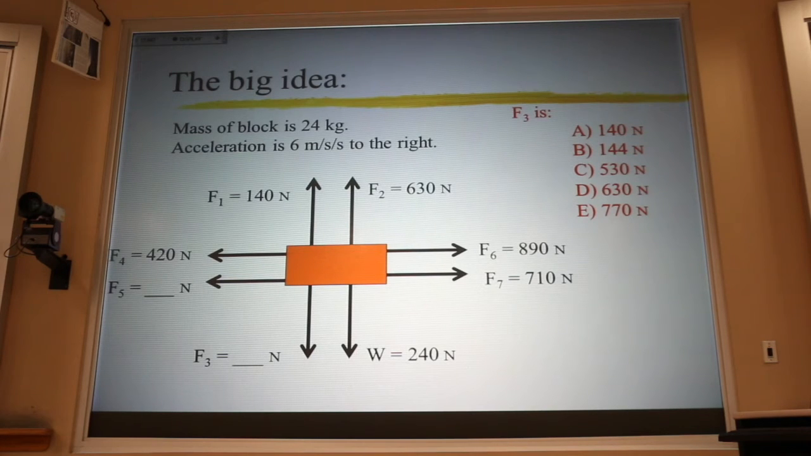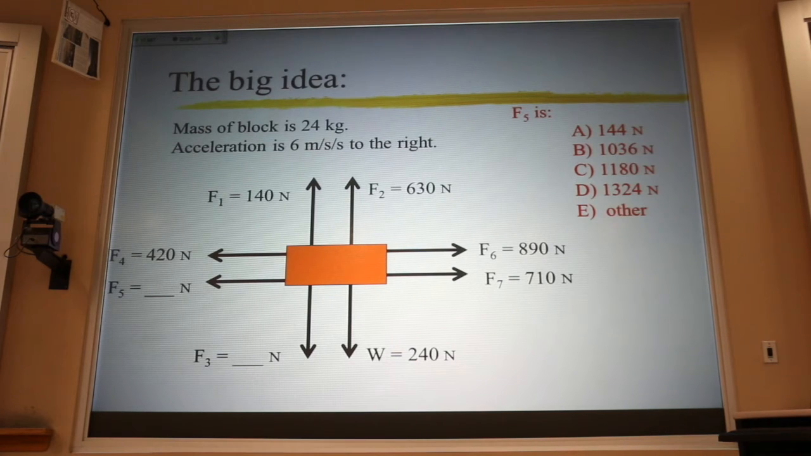I've got 630 newtons, and it's up, so it's positive. I have 140 newtons, and it's up, so it's positive. I have 240 newtons, and it's down, so I add it as a negative. And then I have F3, which is down, so I add it as a negative. That's got to equal, since there's no acceleration, 0. And when I solve that for F3, I get 530, so C is the correct answer.